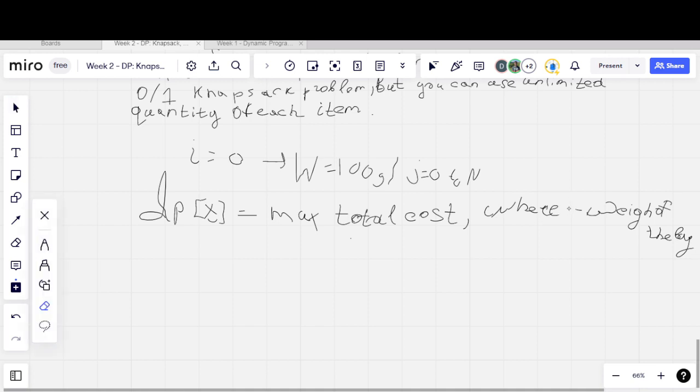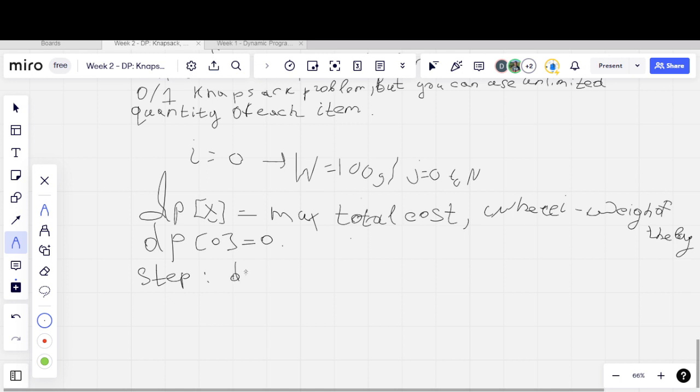So what will be the base? You've already come up with the idea, so what will be the base? The base will be, it's obvious, I'll write the pair with null cost will be null. So the step. What will be the step? dp e.